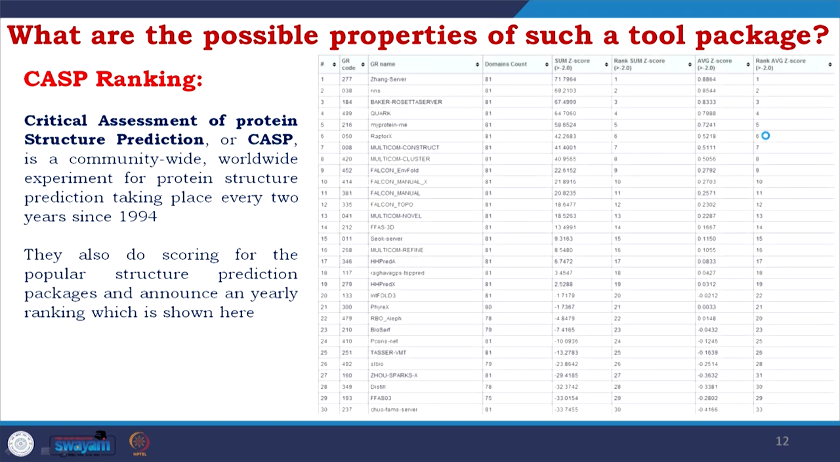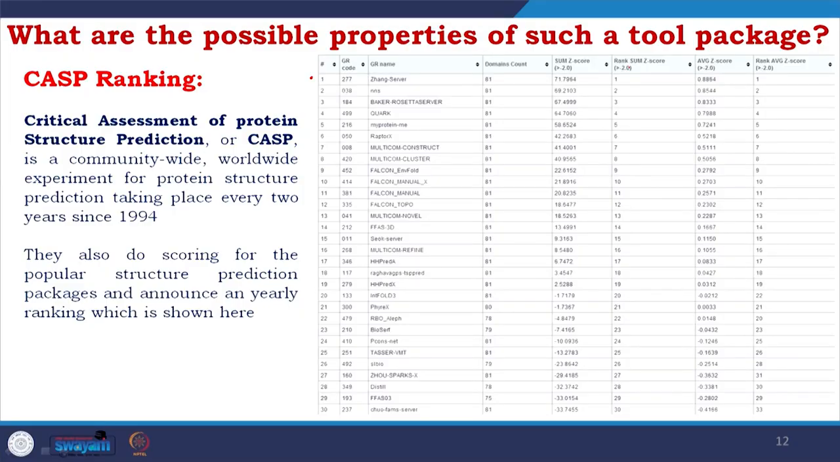Two things I would like you to look at. These are group names, and you can see the domain count and the Z score. The more they model, the more the Z score increases, the rank sum of the Z score. The Z score is enhanced when you model more structures, when you model correct structures, then the rank average Z score.